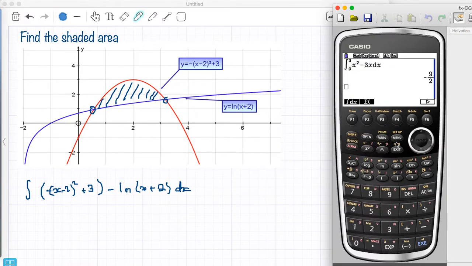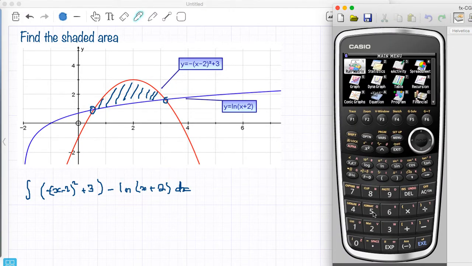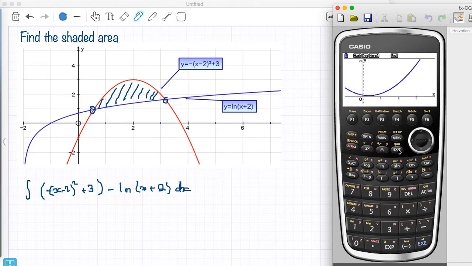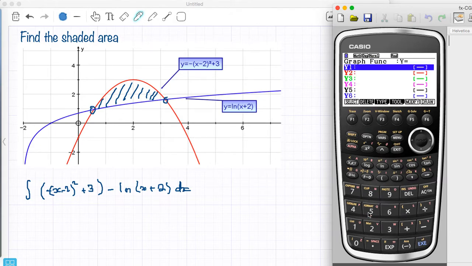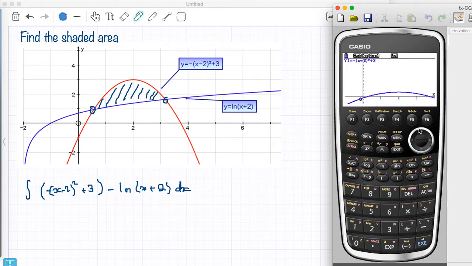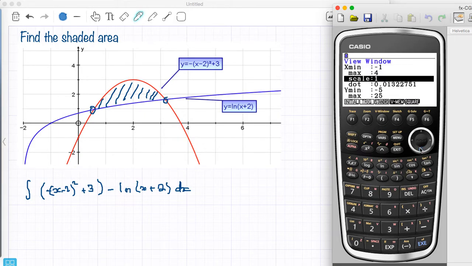So if I can come out of here and go into my menu, there's my graph menu, I can work out exactly where they intersect each other. So I'm going to go minus x minus 2 squared plus 3. Let's draw that curve, and log, natural log, x plus 2. Now if I draw it, I haven't quite got the scale right, but I can see that there's those two places here and here. I'm just going to change that scale on the y-axis to go up to 5 so you can see it a bit better.